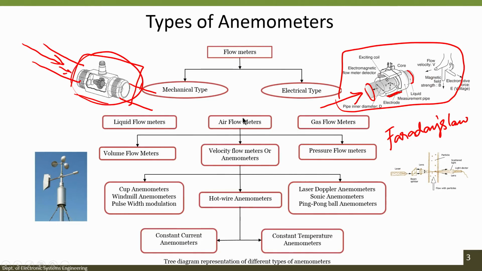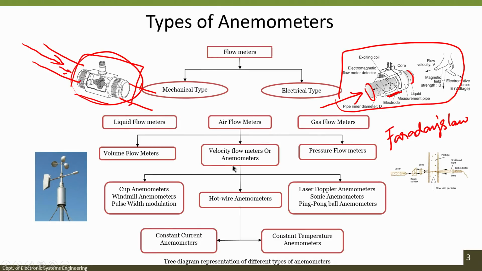Further classification, because we are interested in air flow meters, let's study how the air flow meters can be further classified. They are subclassified based on the parameter being measured. Here we have the volume flow meter, velocity flow meter, and the pressure flow meter. But our major interest is to measure the velocity of the fluid flow.